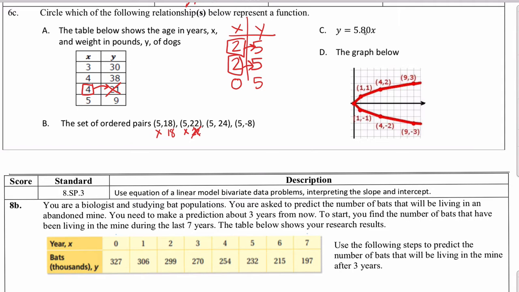Y equals 5.80x, or 5 and 80 hundredths times x. Well, any input I put in, let's say I put in 1. 1 times 5 and 80 hundredths is 5 and 80 hundredths. I put 1 in again, multiply again, still going to get the same output. So no matter what input I put in here, every time I put that same input back in, it's still getting multiplied by 5.80, so that is going to be a function. My input table and output table would show that anytime I put in 1, I would get the same output every time.